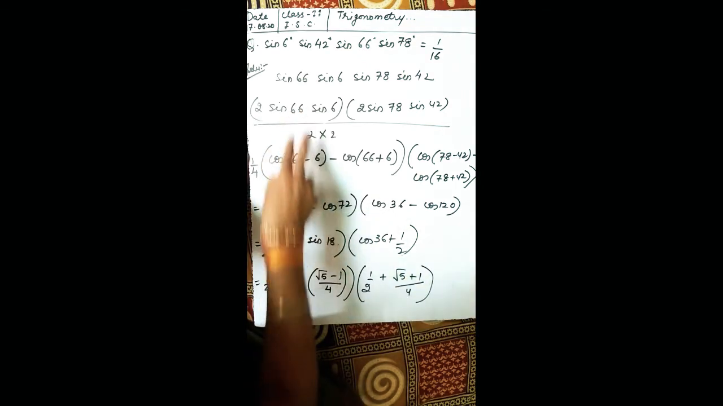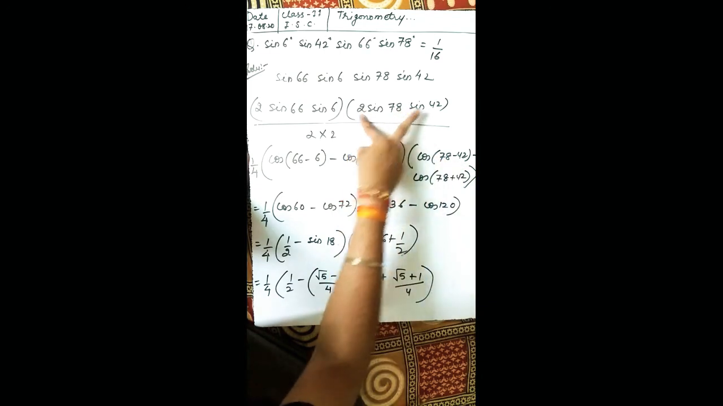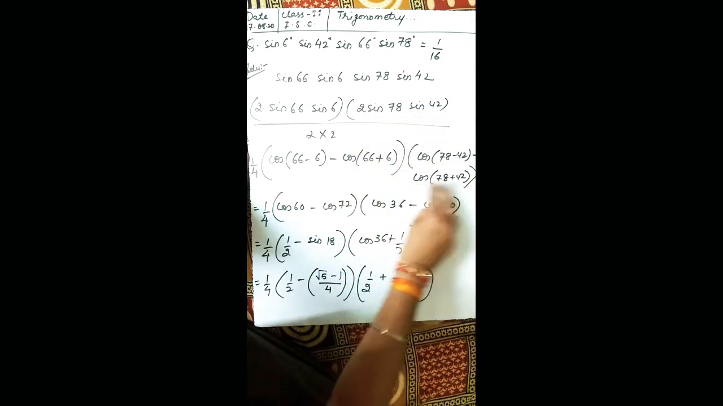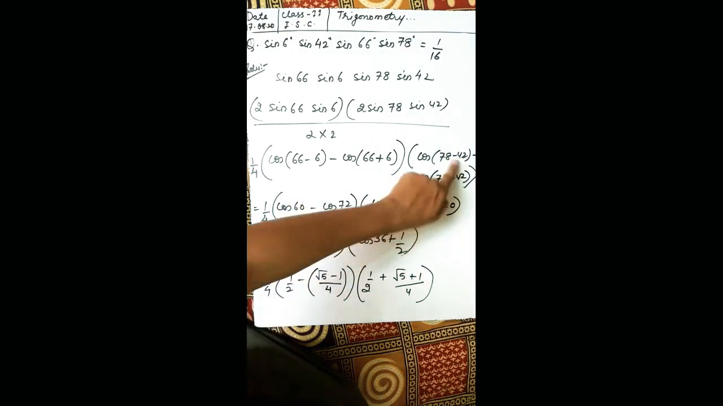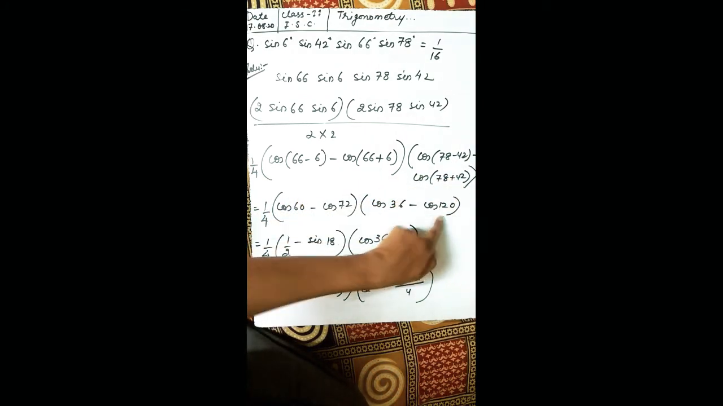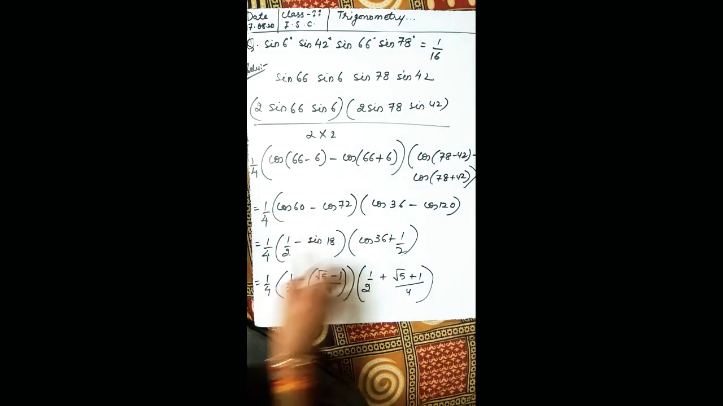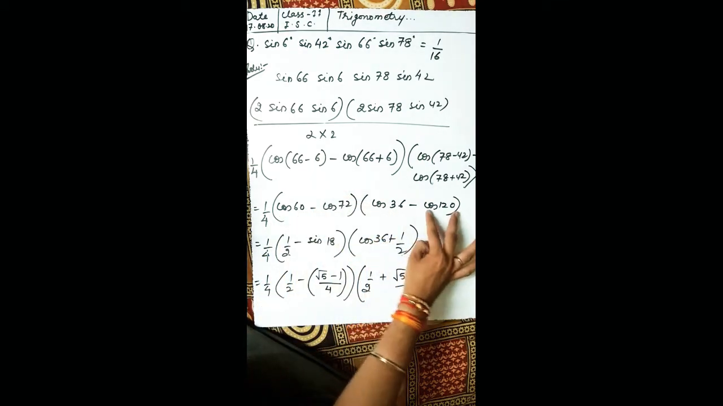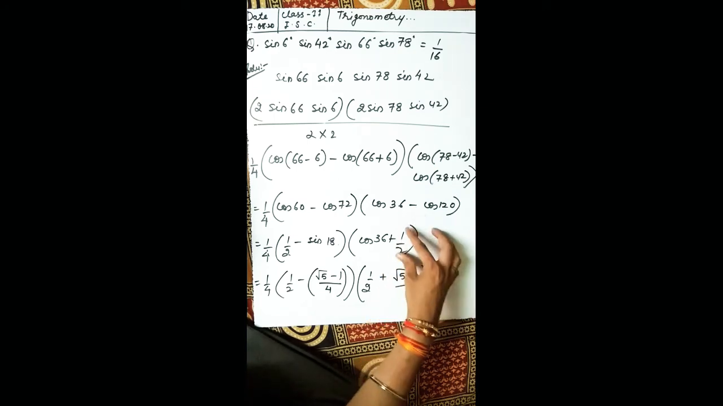So cos(x minus y) minus cos(x plus y), and in the bracket again here cos(78 minus 42) minus cos(78 plus 42). Now 66 minus 6, 60 degree. Okay, here 72, here 36, and here 120. We know the value of cos 60, that is half. I have written. Okay, and just wait, this cos 120, that is negative of half, so minus minus plus half.